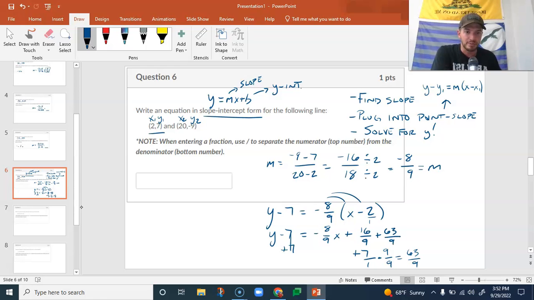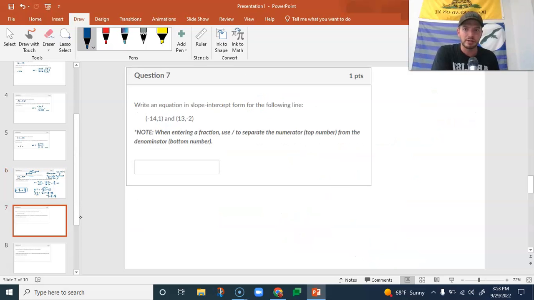Okay, I'm running out of room over here, so I'm going to rewrite it over here. So now it's going to be y equals -8 over 9x plus 16 plus 63 is 79 over 9. And that's how I would write it. It's kind of a gross fraction, but it'll be okay. All right, let's go ahead and move on.